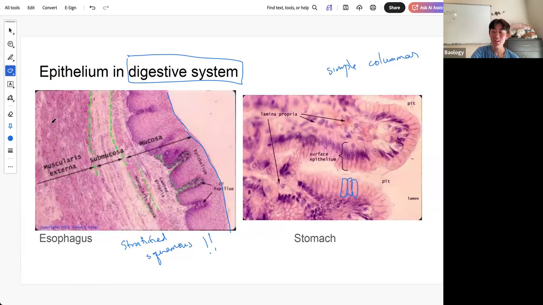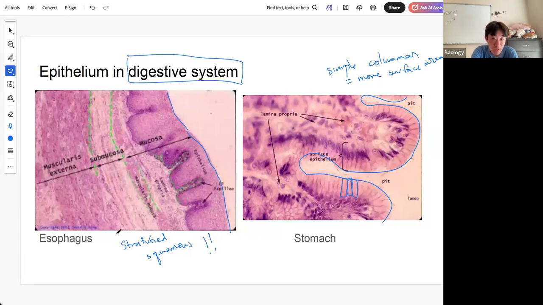So people in chat are saying it is because it has more surface area. This is because in the stomach they need to secrete hydrochloric acid, the acid that makes up stomach acid. It helps break food down. And by having both simple columnar epithelium and these gastric pits, that also helps to increase the surface area for secretion.